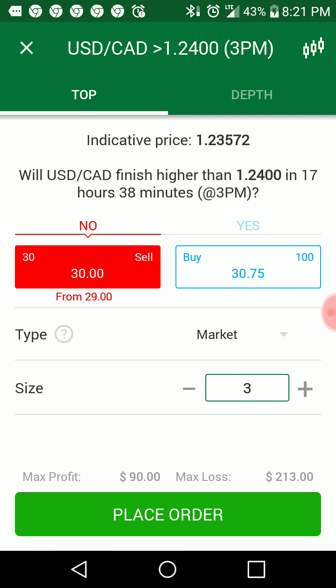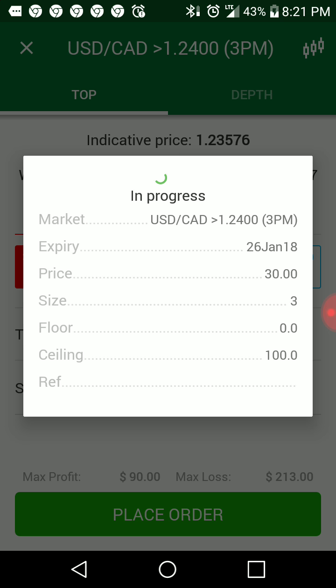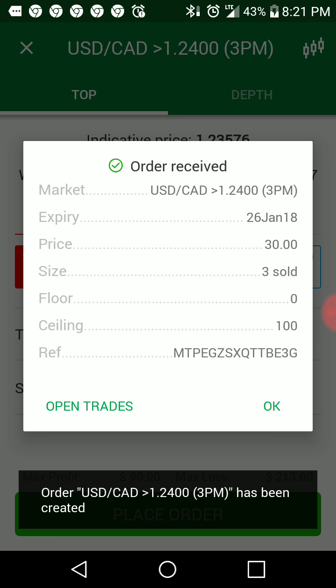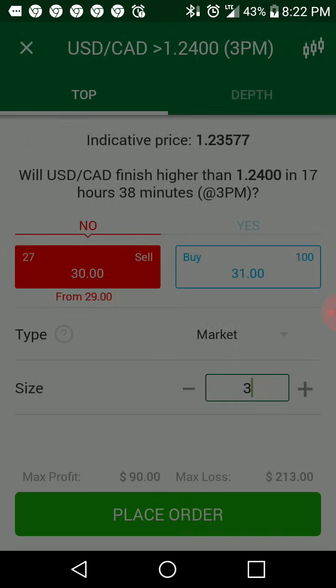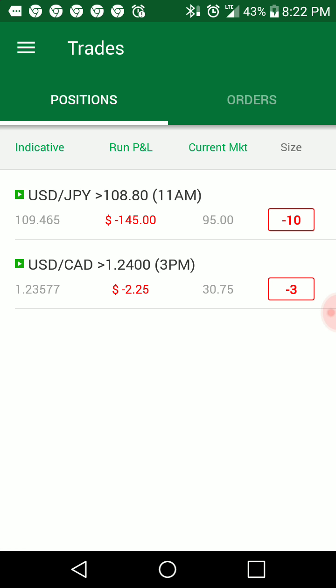All right. So in this case, our max profit is $90 on that deal, and our max loss is $213. A little bit outside of our range, but it's still a good deal for us. So we place an order and check to make sure that trade is open. And that trade is most definitely open.